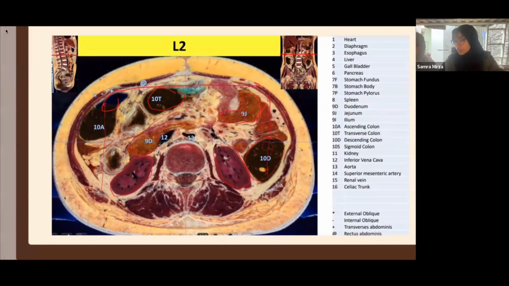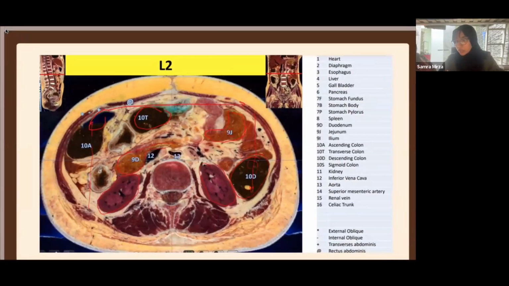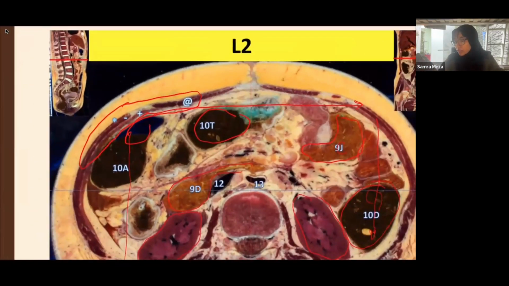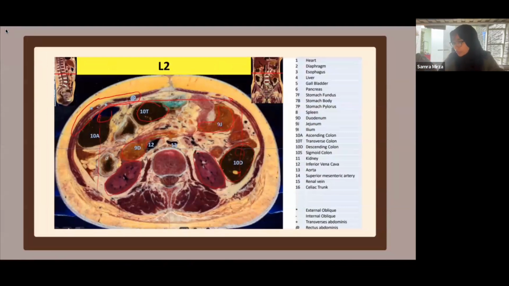For L2, there isn't anything very memorable here. So if they do bring this level, they're mostly going to ask about the abdominal wall here. As you can see here, they've labeled these areas. Following the little symbols, we have on the outermost the external oblique, then the internal oblique, the transverse abdominis, and then the rectus abdominis. If they bring this level, they might point out one of these little symbols and ask you which layer of the abdominal muscles it is. So you should remember the order because it's not very discernible on the picture itself.